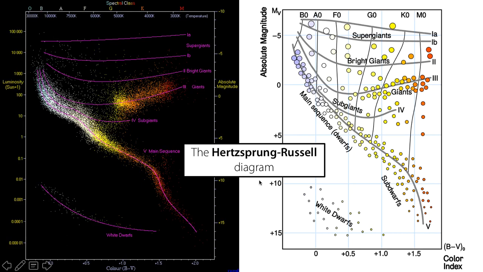One is the absolute magnitude that we just looked at, which is sort of a perceived brightness scale. That's a logarithmic scale because it's based on eye response, which itself is logarithmic. Or you can put luminosity. Luminosity is better in some ways. It's more of an intrinsic property of the star.